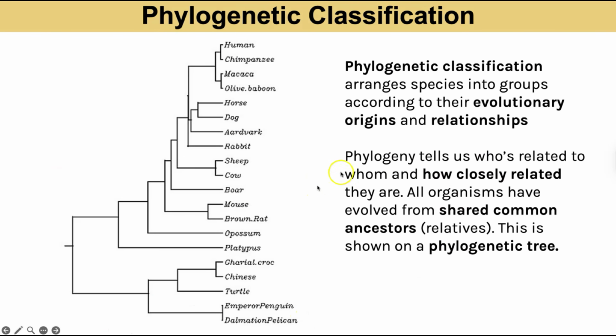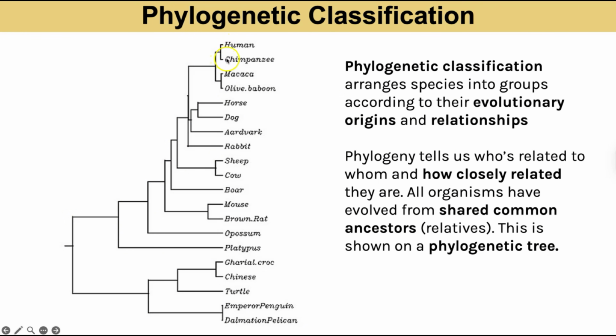And that links us into phylogenetic classification. And this is arranging species into groups according to their evolutionary origins and relationships. So it's a way for us to see for different species how closely related they are. Do they share recent common ancestors? And that's what these phylogenetic trees show.